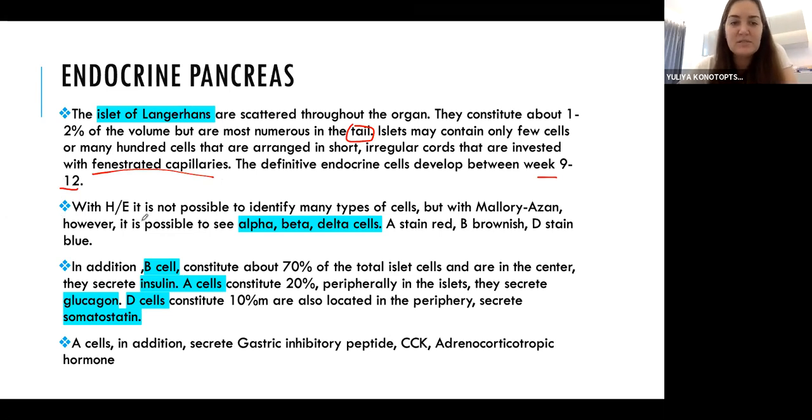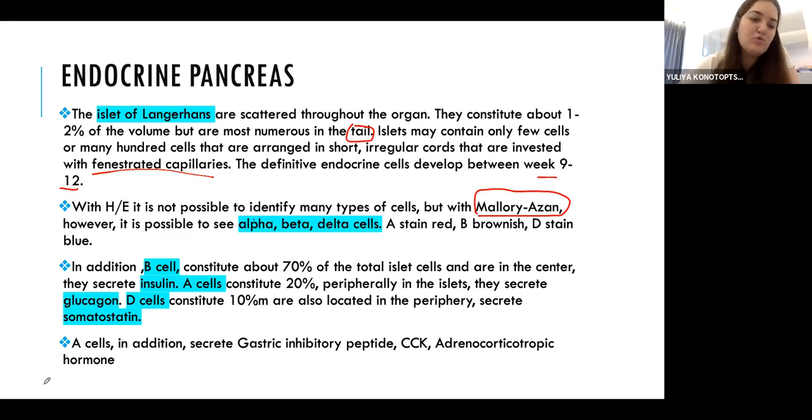Islets of Langerhans consist of 3 types of cells. We have alpha, beta, and delta cells. The 3 different types of cells are indistinguishable in H and E. So in hematoxylin and eosin, you cannot see the difference between the 3 types of cells. So you need Mallory-Azan staining, which we do not have. Alpha cells, A cells, are enteroendocrine cells.